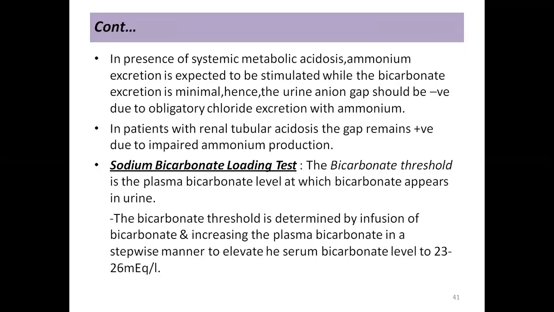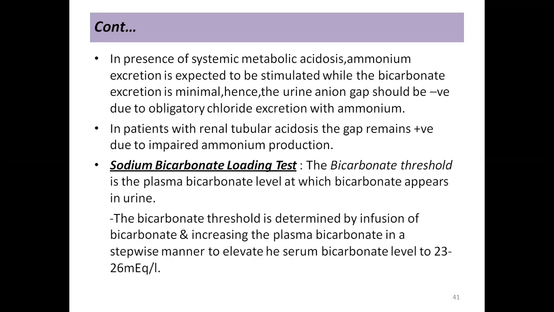Like in presence of systemic metabolic acidosis, ammonium excretion is expected to be stimulated while the bicarbonate excretion is minimal. Hence, urine anion gap should be negative due to obligatory chloride excretion with ammonia. In patients with renal tubular acidosis, the gap remains positive due to impaired ammonium production.